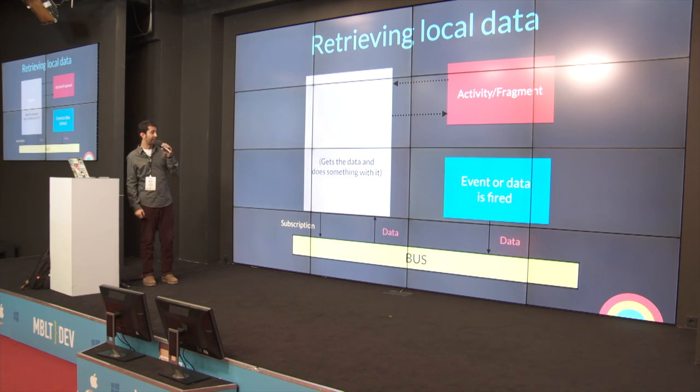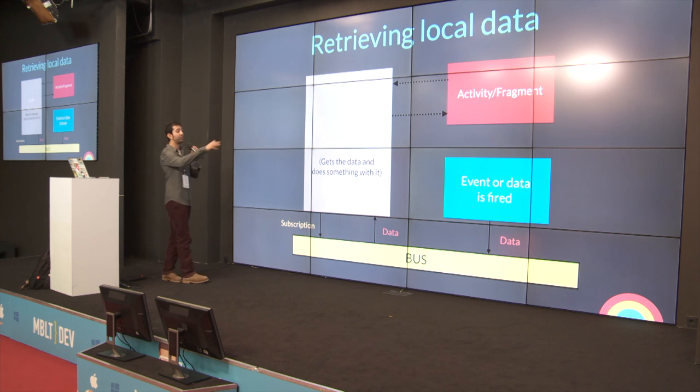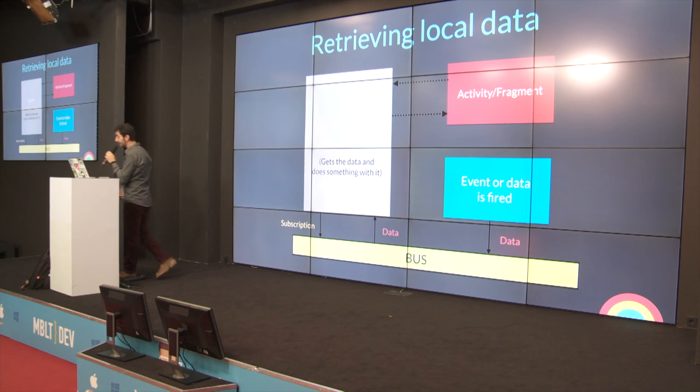Another case of using loaders is the same example as before. We have an event or data that is fired, then we put this data in the bus, and the loaders can also subscribe to it, listening for changes in data they are interested in. So if this screen is open, the loader is subscribed to this data, realizes the data it is interested in has changed, retrieves the data from the database and updates the activity.